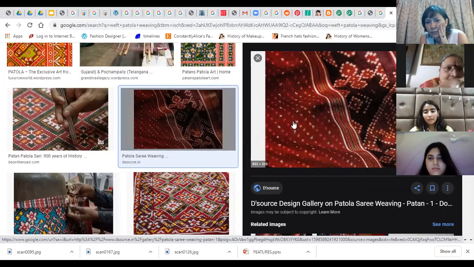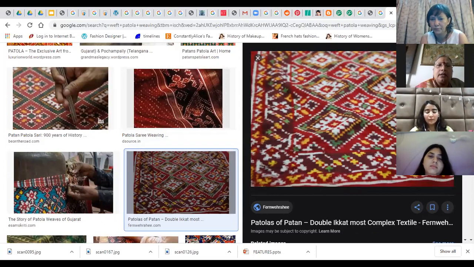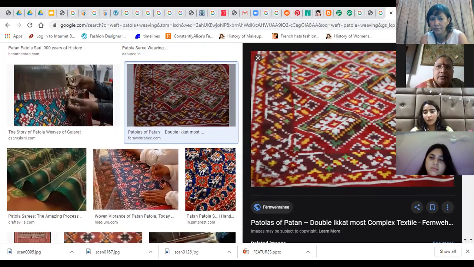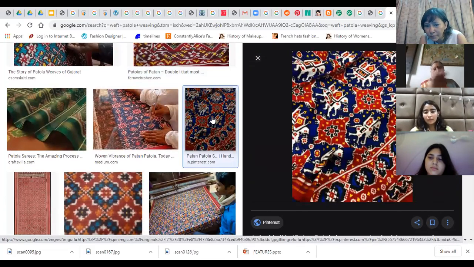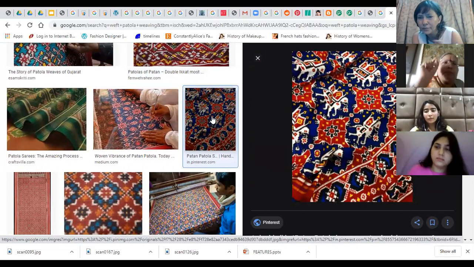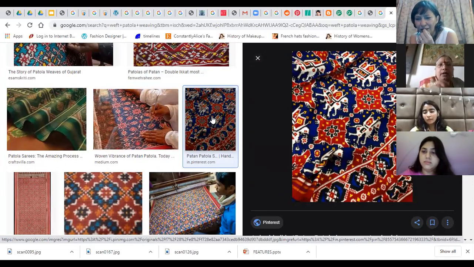Can you see the clarity of the double patola and the weft patolas? Can you see the difference? Double patolas are much more expensive because you have to do work not only in the warp and the weft, but you have to make sure both of them come together at the right point. Even the smallest dot, if it moves even by half a centimeter, by the end of the patola, you don't have a design at all.